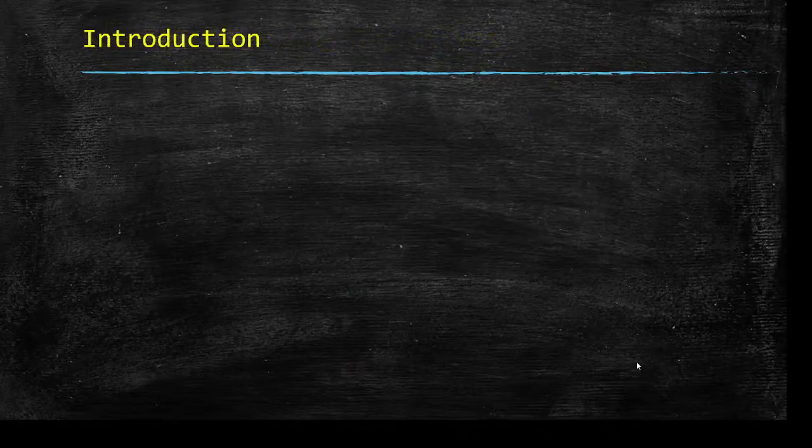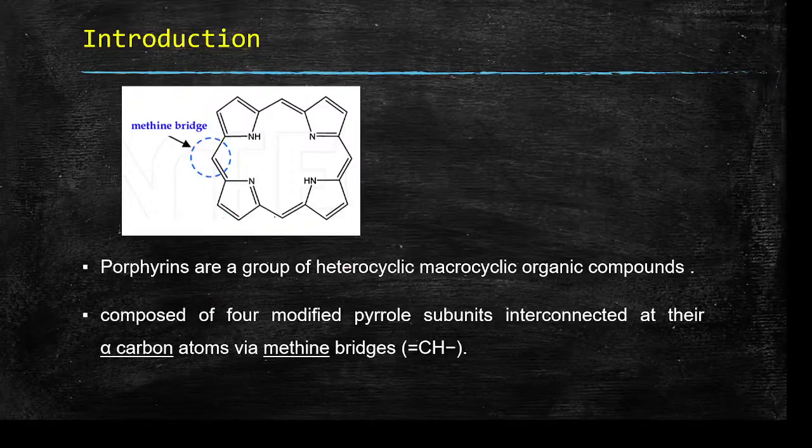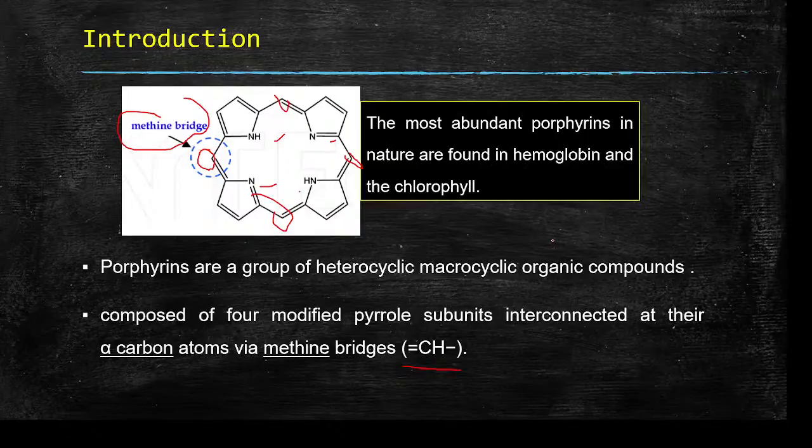treatment of porphyria. So porphyrins are a group of heterocyclic macrocyclic organic compounds. They are composed of 4 pyrrole rings. These modified pyrrole subunits are interconnected to each other via methane bridges. So these are the bridges. It contains 1, 2, 3, 4 methane bridges. Methane bridges means double bond CH. It contains a double bond CH group. So the most abundant porphyrins that occur in nature are found in hemoglobin and chlorophyll.